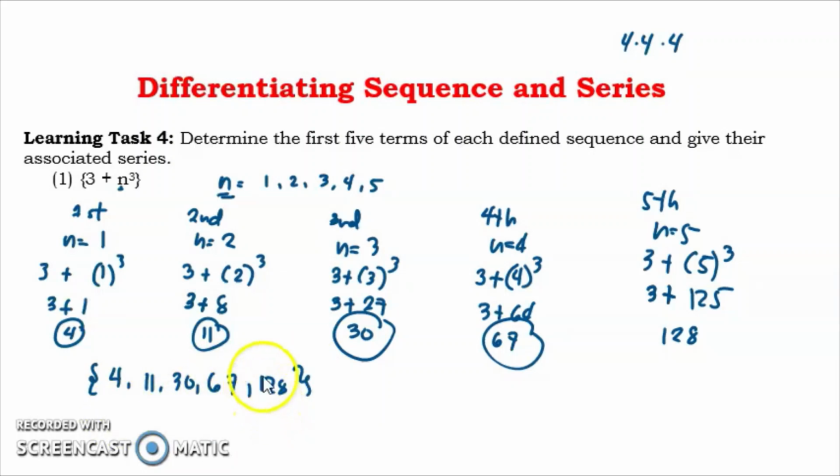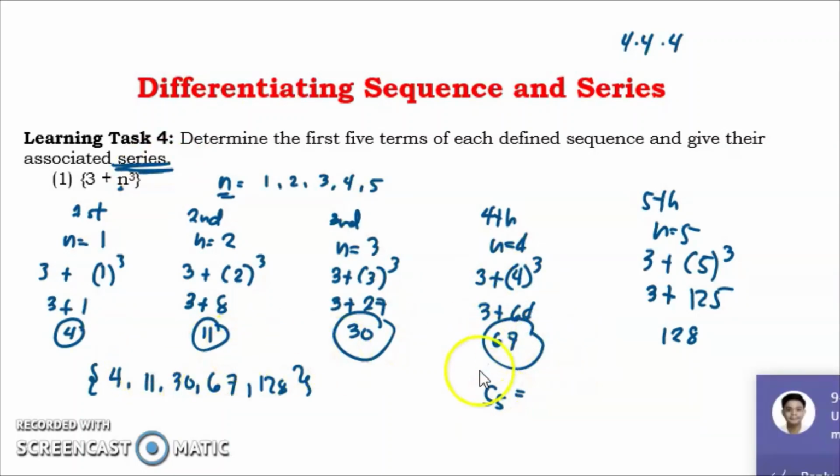Ito yung first 5 terms. Now, ano ngayon yung S5 natin? Kasi series, di ba? So, yung S5 natin, paano kinukuha yan? You just have to add yung first 5 terms. So, 4 plus 11 plus 30 plus 67 plus 128.